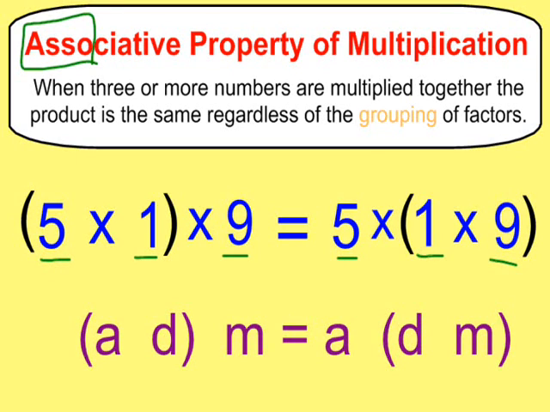So on this side, we would do 5 times 1 first, and 5 times 9 is 45. On this side, we would do the 1 times 9 first, and that's also 45. So the product is exactly the same. It doesn't matter how I group the factors.